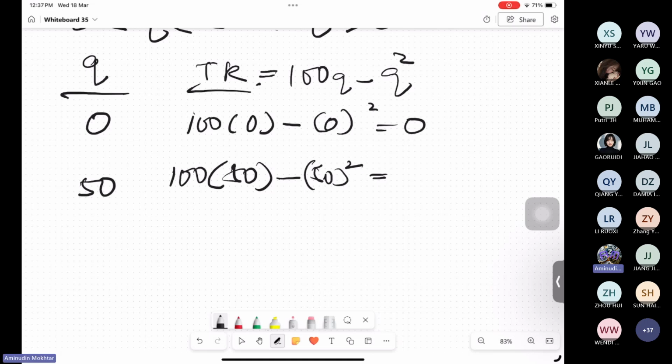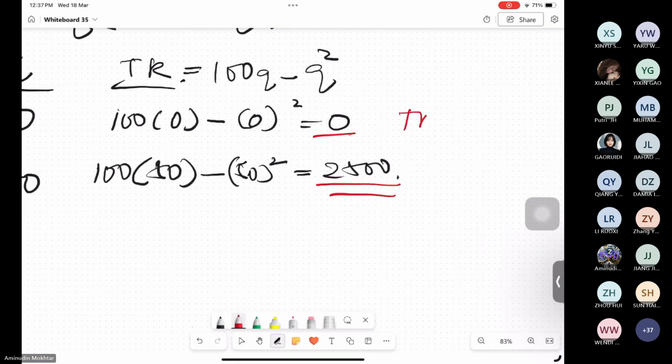Okay, when Q equals 50, TR equals 100 times 50 minus 50 squared, the answer is 2,500. What are these two values? 0 and 2,500 is the value of Y, the value of TR. So we can conclude here when Q is 0 until 50.